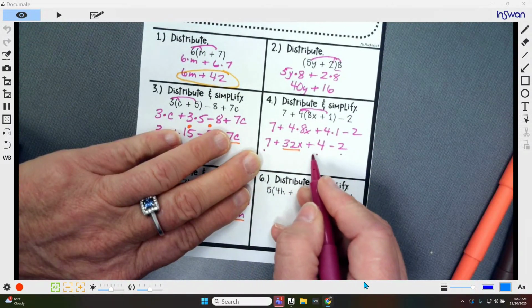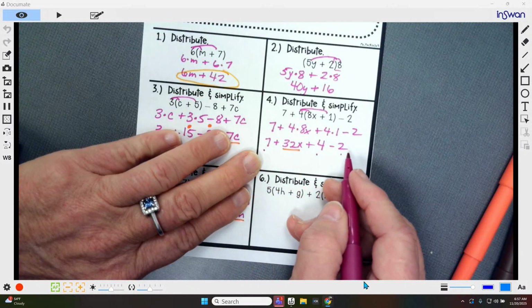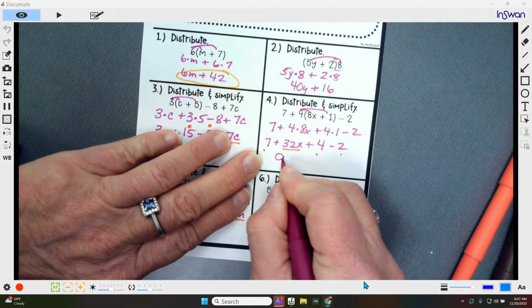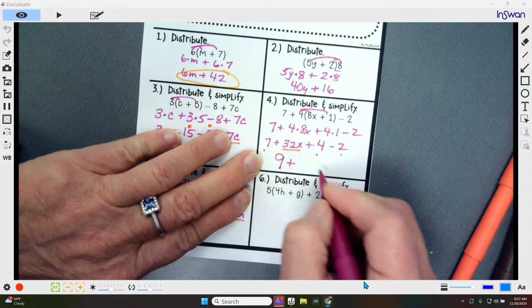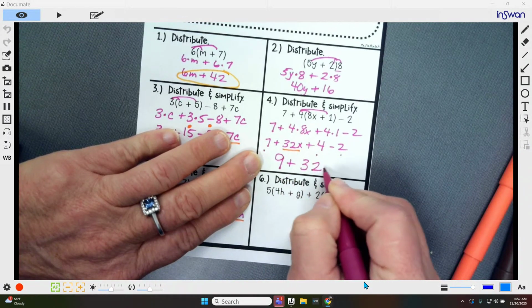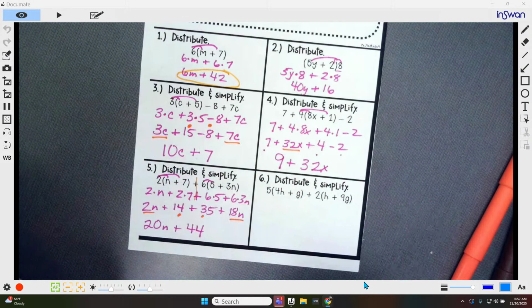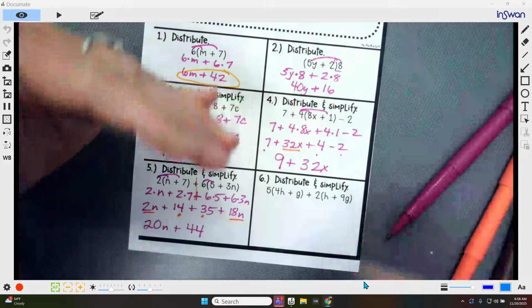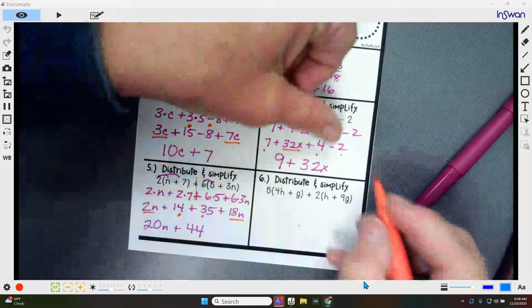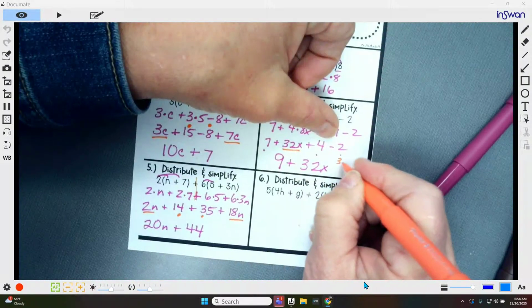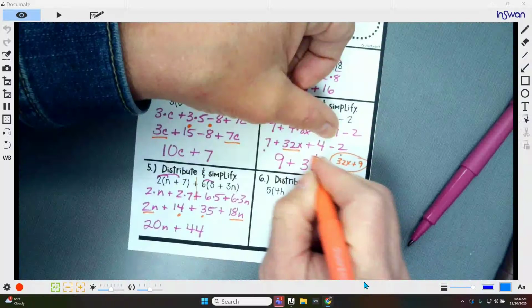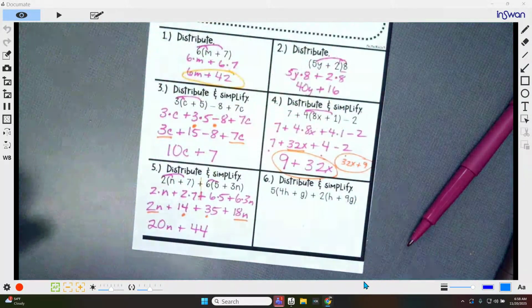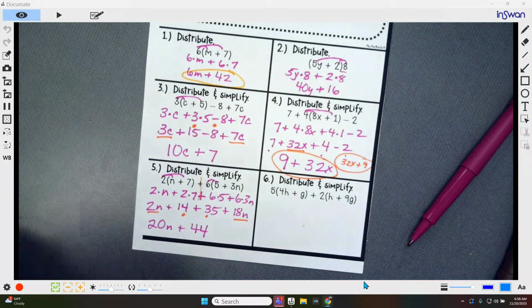7 plus 4 is 11. 11 minus 2 is 9. So that leaves me with a constant of 9 plus the 32x that is left over. And that is how the answer would be. Now, you could flip it because of the commutative property. It would be the same thing. It could also be 32x plus 9. Both of those are the same equivalent value, okay?